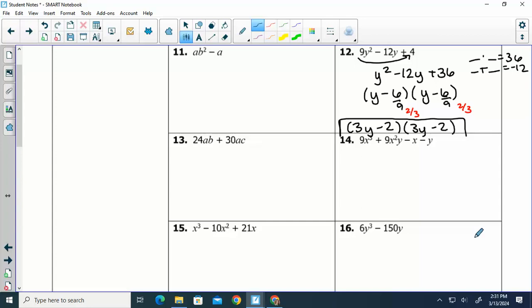Alright. Let's try, we're not going to do too many more. We'll try a couple. 14 and 15. I'll give you a minute to see what you can do, and then we'll work through both. 14, 4 terms tells us grouping.